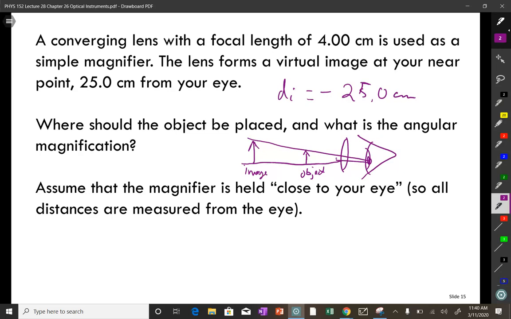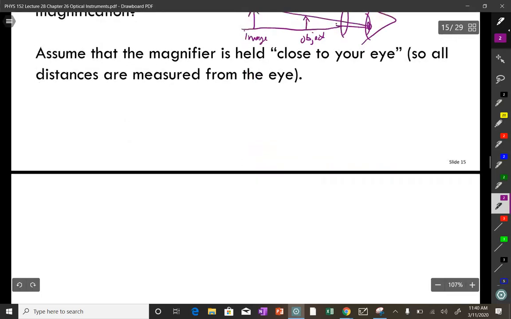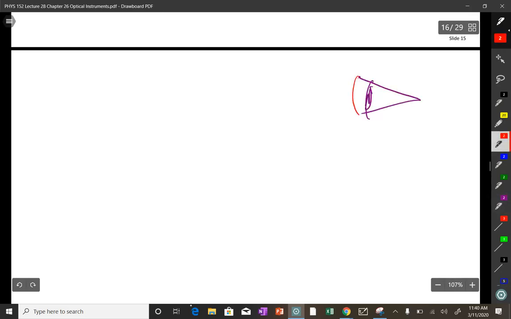We've talked it out with everyone. Hopefully the people in the back have been following along or doing it separately to make sure that everybody gets this. Start with your diagram. Here's the eyeball. Here's the lens, and the problem tells us to put the lens right next to the eyeball, so all distances are measured from the eyeball and lens, the same thing. It tells us that the focal length is 4.00 centimeters.